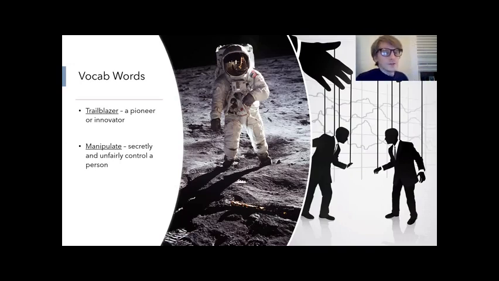Another thing before we get started, these are our vocab words for today. We have trailblazer, which you might have heard before. And that's a pioneer or an innovator, usually someone who does something for the first time. So if you take a look at this picture, you will see Neil Armstrong and then the reflection of Buzz Aldrin in his helmet. They were absolutely trailblazers.